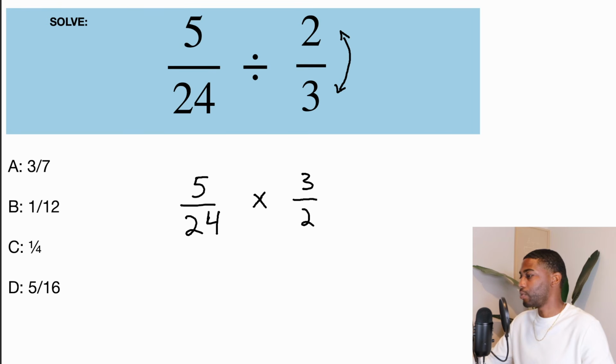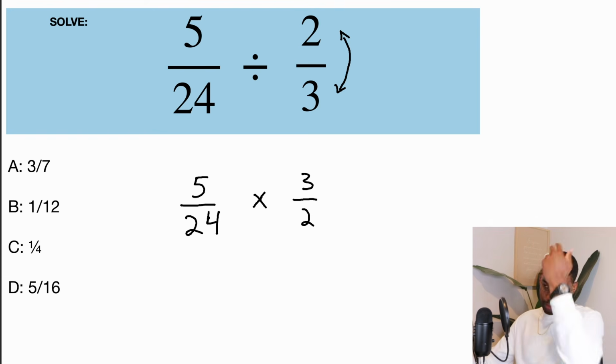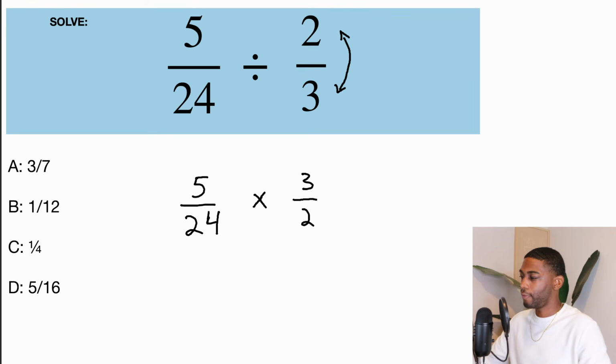The next step is we're going to look to see if we can cross simplify this fraction. So it doesn't look like we can cross simplify the 5 and the 2. However, it does look like we can cross simplify the 3 and the 24. Okay, by using the number 3 itself. So 3 goes into 3 a total of 1 time, and 3 goes into 24. What times 3 is 24? Is it not true? 8 times 3 is 24.